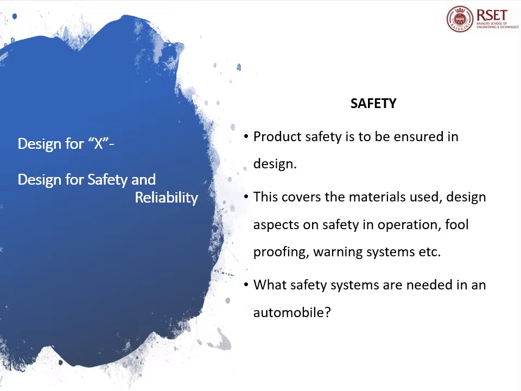What are the safety systems which are needed in an automobile? Airbags, seat belts, lane departure warning systems, adaptive cruise control, driver monitoring systems, blind spot detection, night vision systems, etc. are some of the safety features available in automobiles.